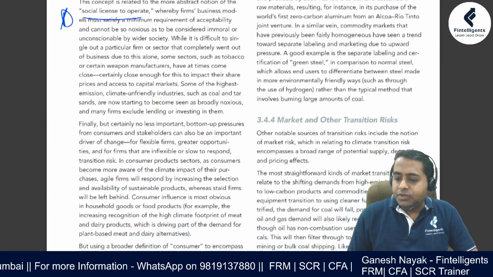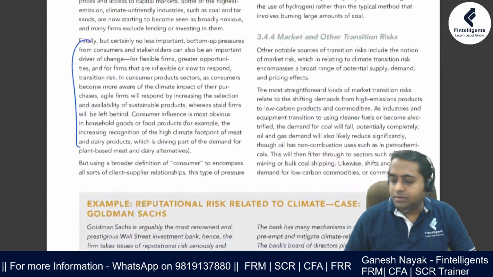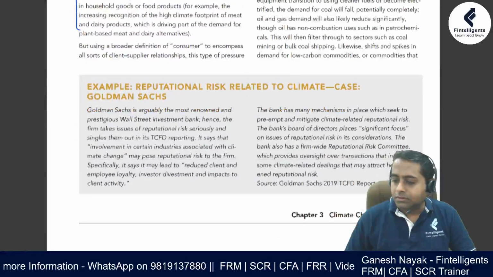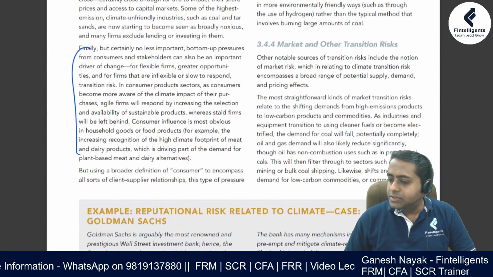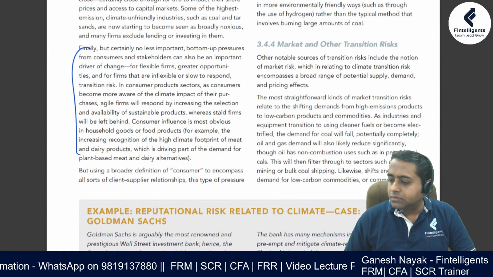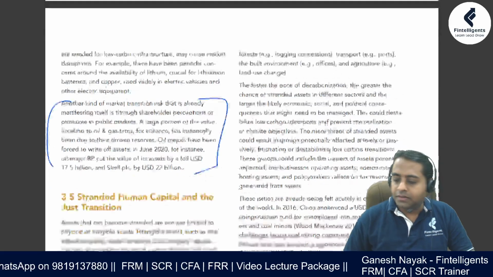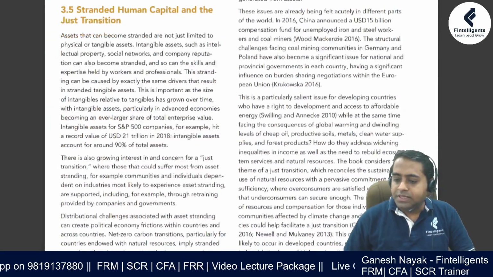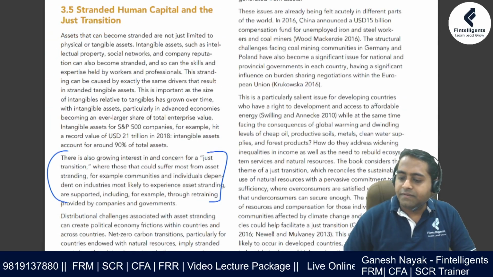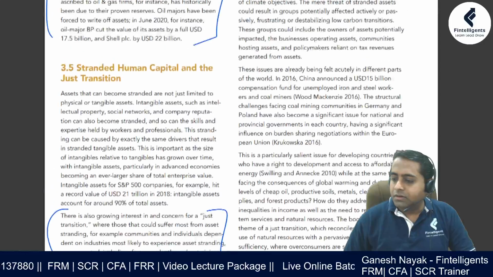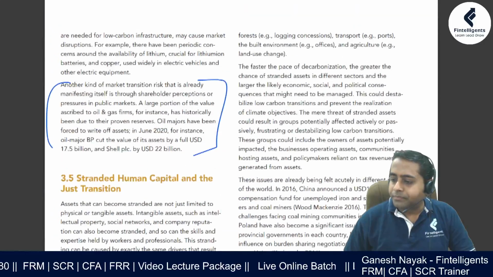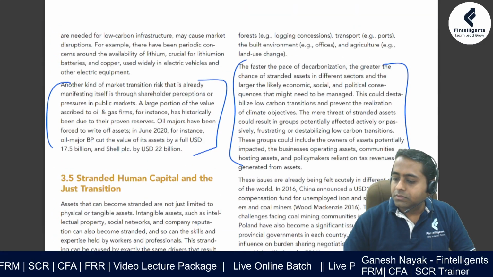Bottom-up pressure, you can read this part. Market and other transition risk. This section you can read. Now the just transition paragraph, you can read properly. This also.